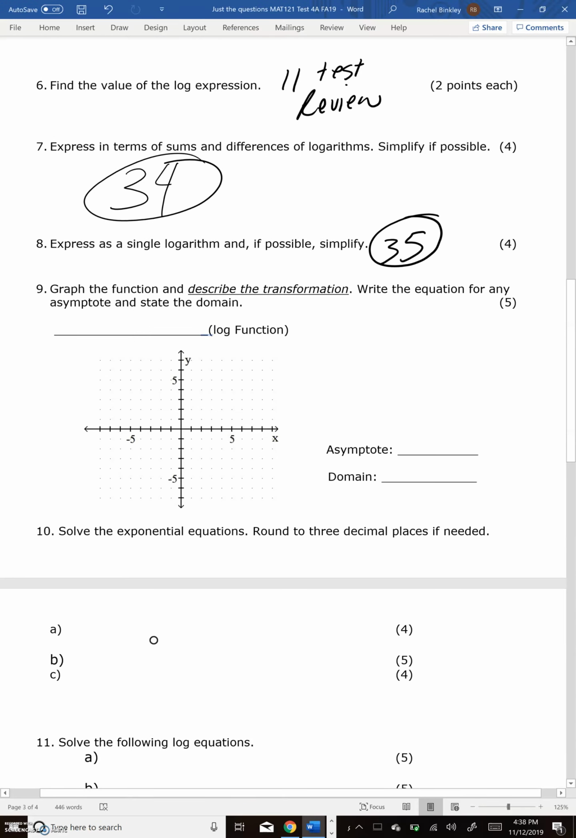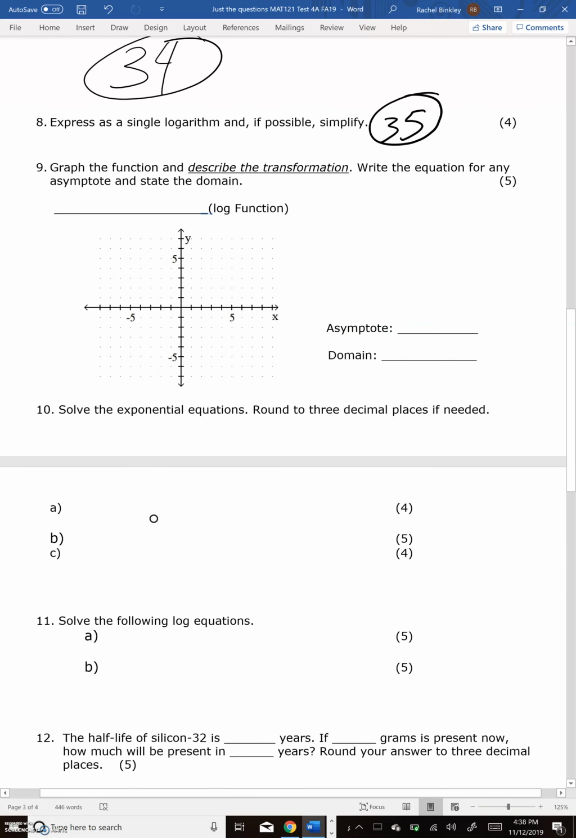And number 10, is that where we're at now? Nope. We just did number 8. Sorry, guys. Oh yeah, number 8. Now number 9. Oh, this is the graphing one. Maybe let's go back so that we can use this to graph it on.